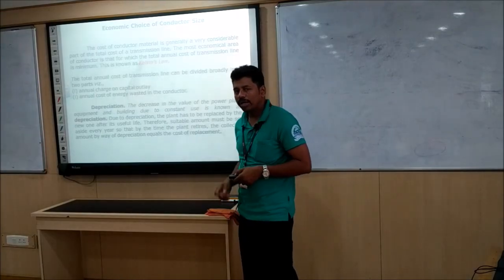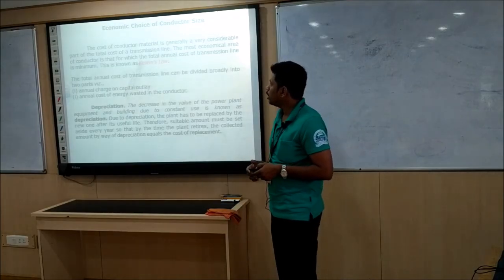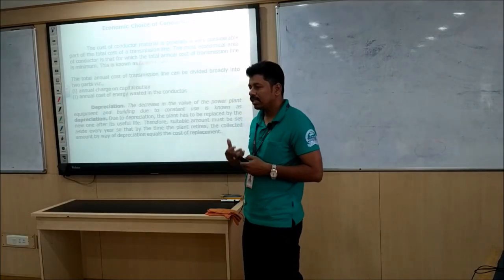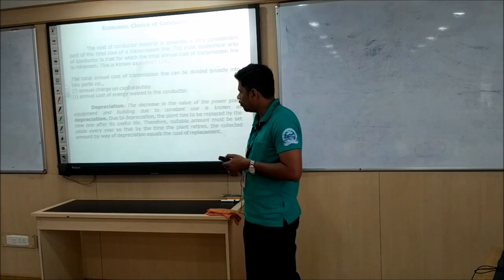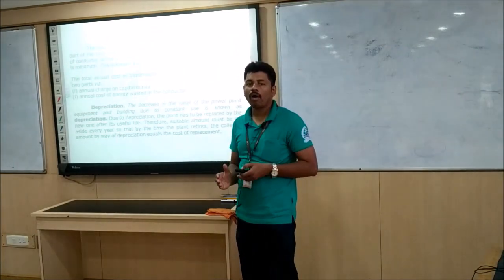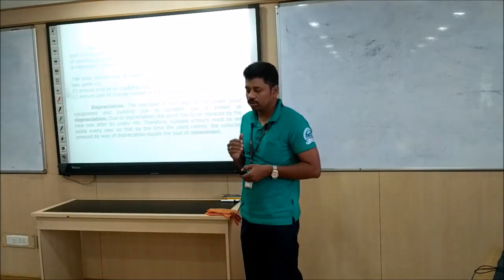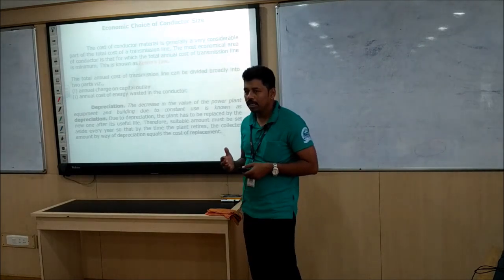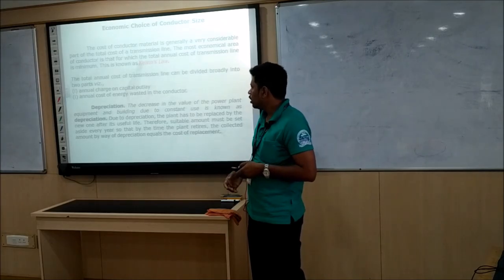Then, how do we optimally choose the size of the conductor? That's the next point. The economic choice of conductor is based on Kelvin's law. What Kelvin's law states is that the point where the annual charge on the capital outlay and the annual cost of energy wasted meet is the operating point, which gives the cross section of the conductor you have to choose. That is the statement given by Kelvin's law. There are many drawbacks in the practical implementation of Kelvin's law.